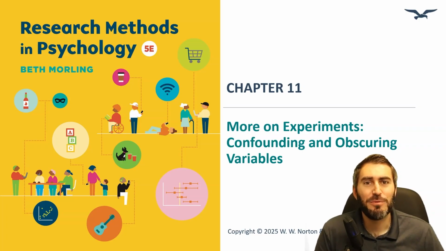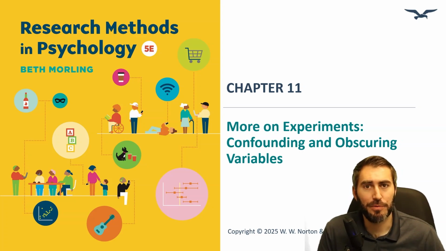All right, so like I said, this week we'll be covering chapter 11, more on experiments, and this deals with confounding and obscuring variables. This chapter is focused on two major concepts. First, threats to internal validity, and second, interrogating null results in experiments. We'll cover each of these topics in detail as we go through this chapter.